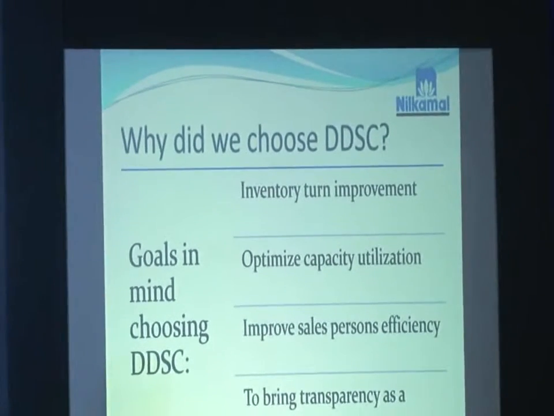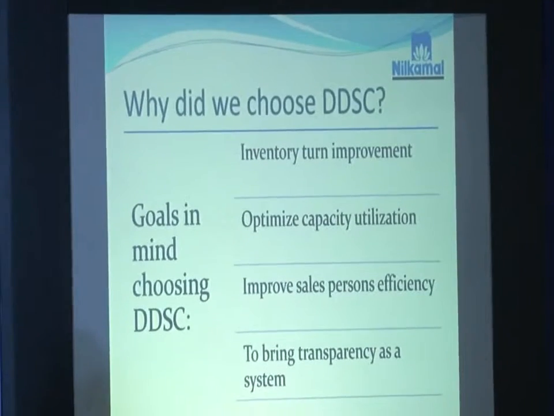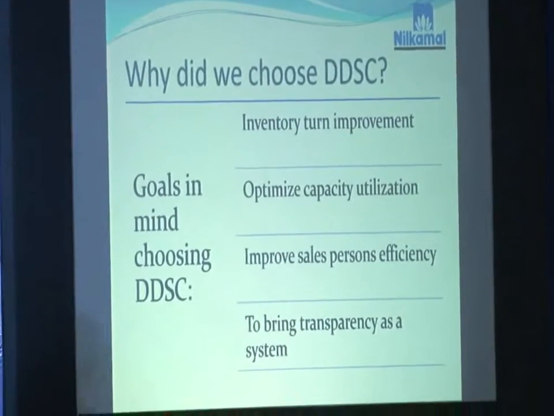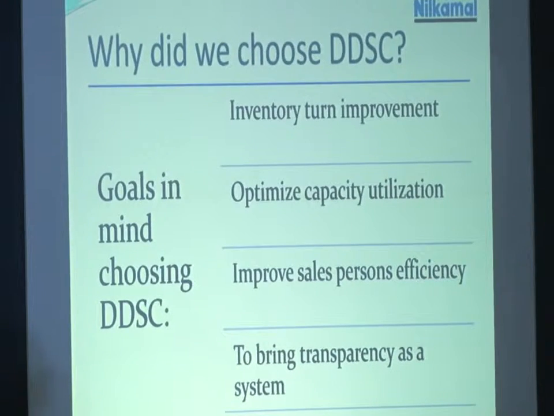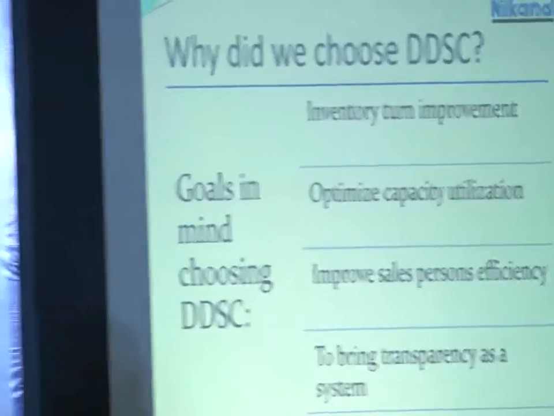Why did we choose DDSC? What is the basic necessity? The goals in mind were inventory turn improvement, optimizing capacity utilization, and improving the salesperson's efficiency. Normally the salesman is extremely busy in the earlier system executing these orders. He is talking over phones to everybody, coordinating with the dispatch guy and the logistics guys, saying please send my goods, please clear my goods, and doing so many things except what he is supposed to do.